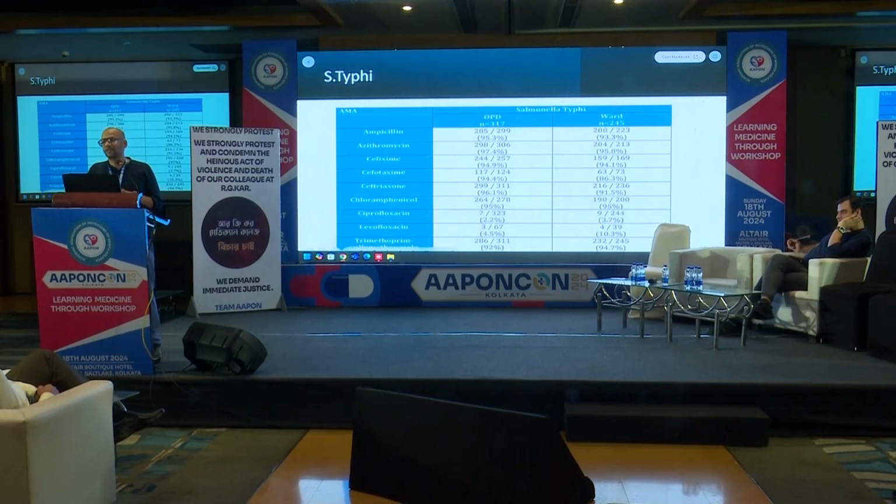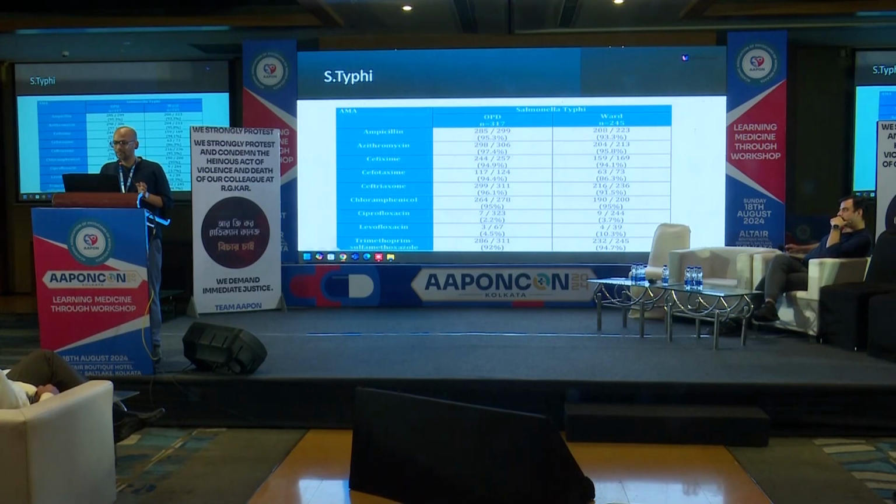You don't know whether this is ceftriaxone susceptible. But if you see the ICMR data, you will see that ceftriaxone is susceptible for 86% of the patients, and azithromycin is susceptible for 96% of the patients. So there is a chance that this is ceftriaxone resistance, but it is too early to tell.